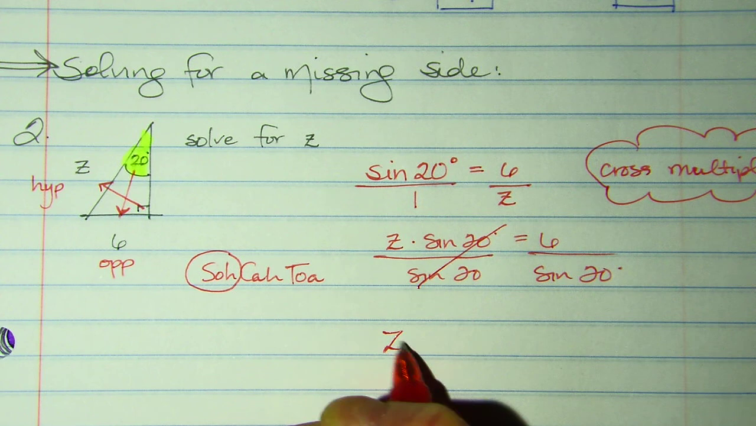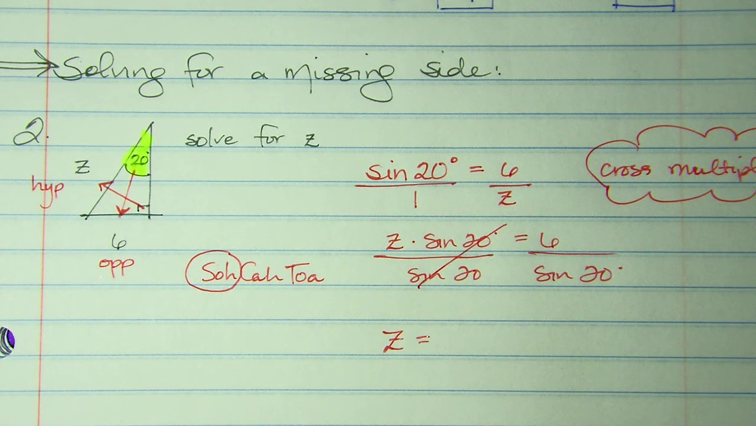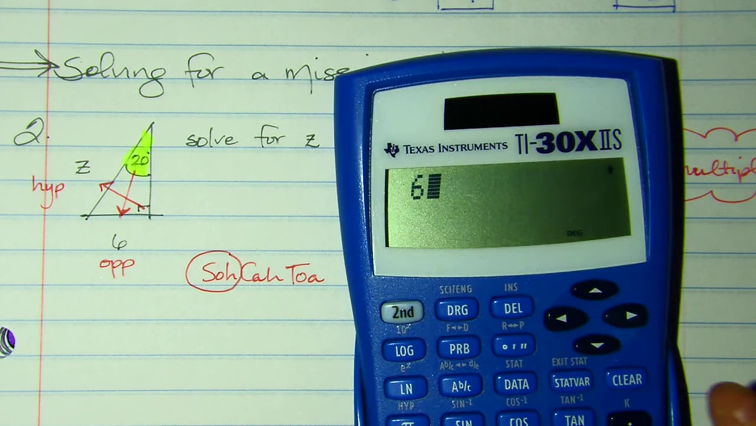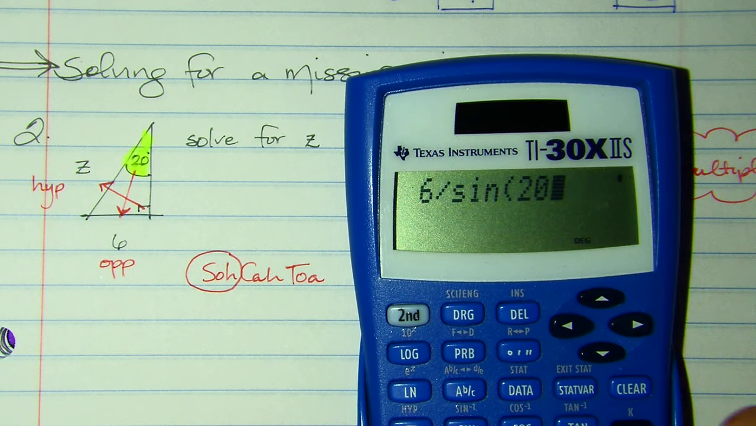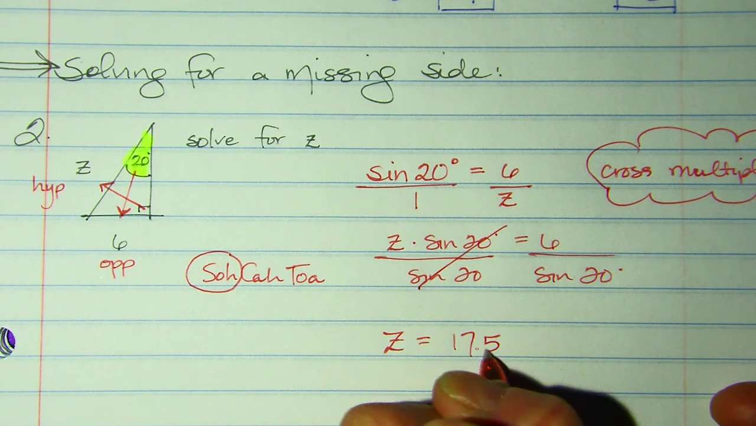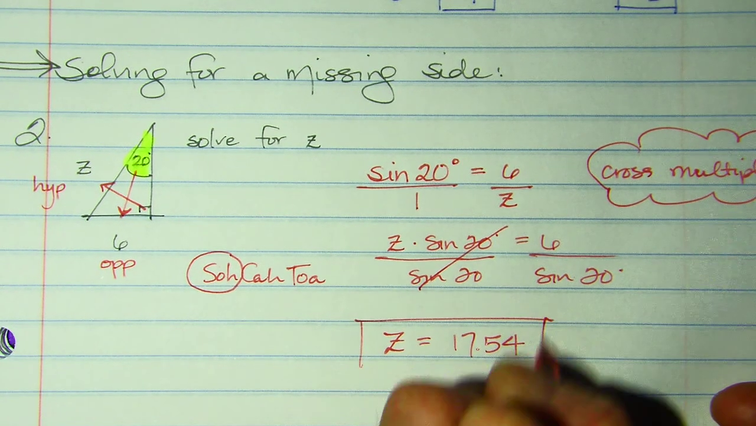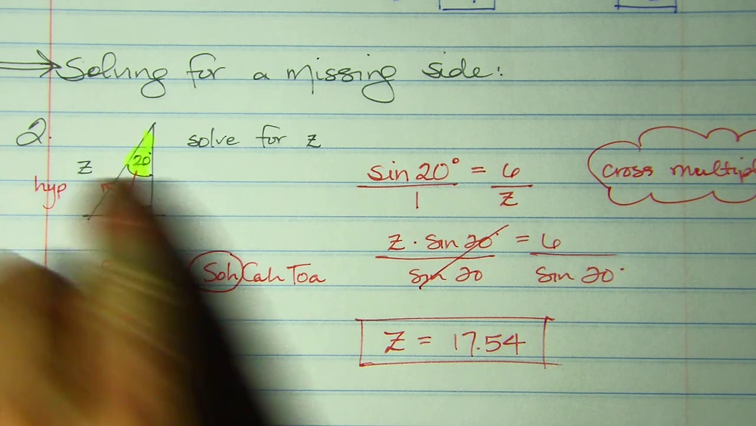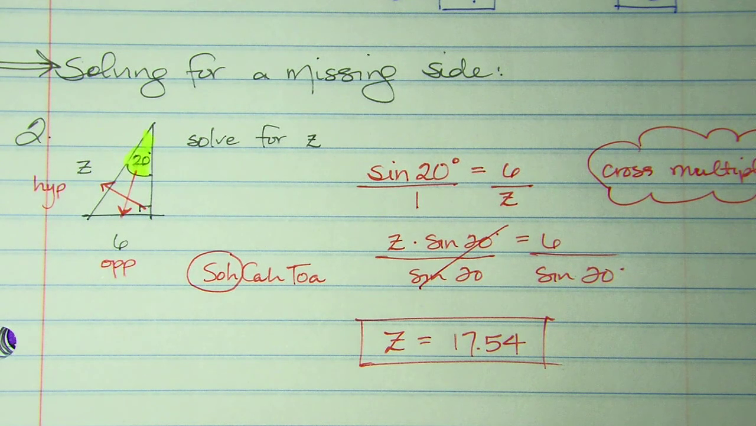And that is what I'm going to enter. So in my calculator, 6 divided by the sine of 20, and I get 17.54. So that is the length of my hypotenuse.